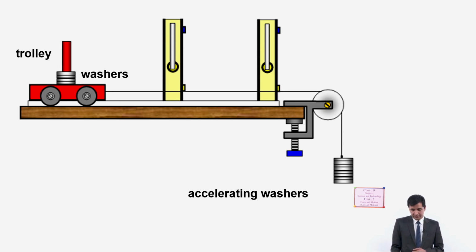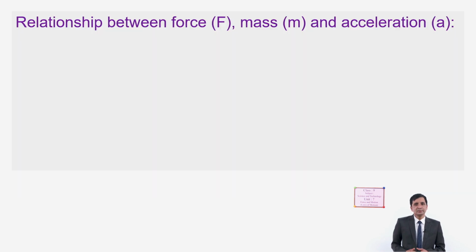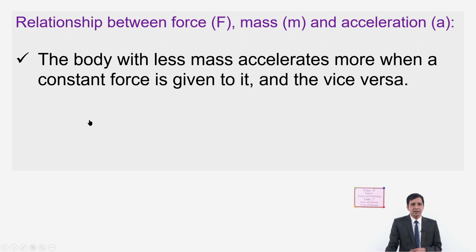Now, from this activity, we are going to find out the relationship between force F, mass m and acceleration a. Dear students, keep in mind that in our class, if we use the symbols F, m and a, you should understand that F means force, m means mass and a means acceleration produced on a body.